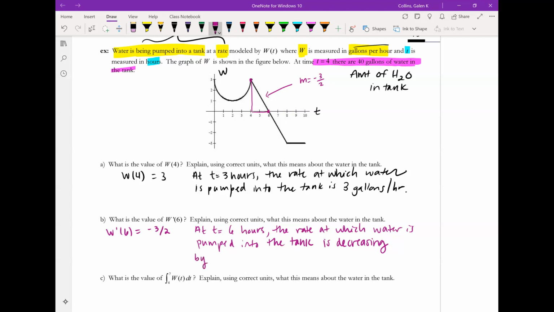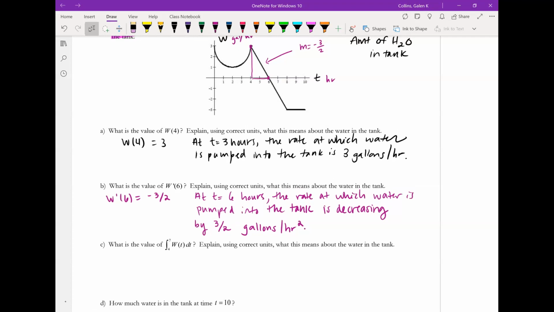by, if I say decreasing, I'm just going to say 3 halves here. If I say changing, I would say negative 3 halves. So by 3 halves, and then I need the correct units, which is going to be gallons per hour squared. So if W is measured in gallons per hour and time is measured in hours, then W prime is gallons per hour per hour, or gallons per hour squared.